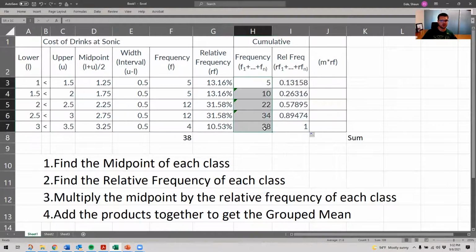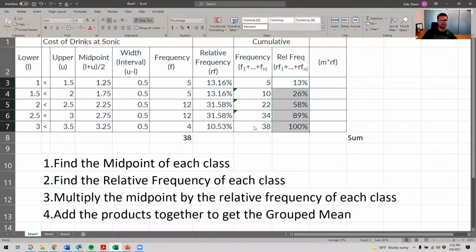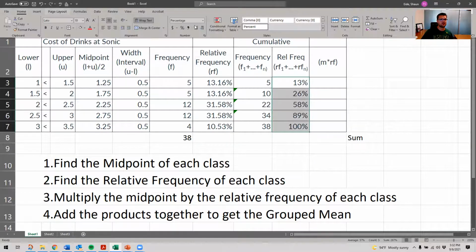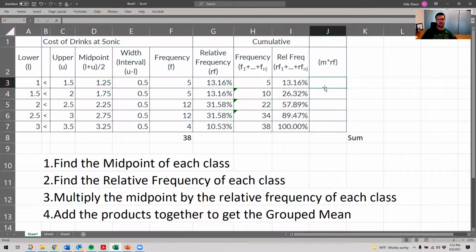So I dragged it from here over to here. I just dragged the formulas. And so now you'll see that the relative frequency, and this is how it'll show up for you too. And I'm going to change it to percent. And I like having a couple decimals. There we go. Okay, so we've got the cumulative relative frequency, relative frequency, and just frequency.